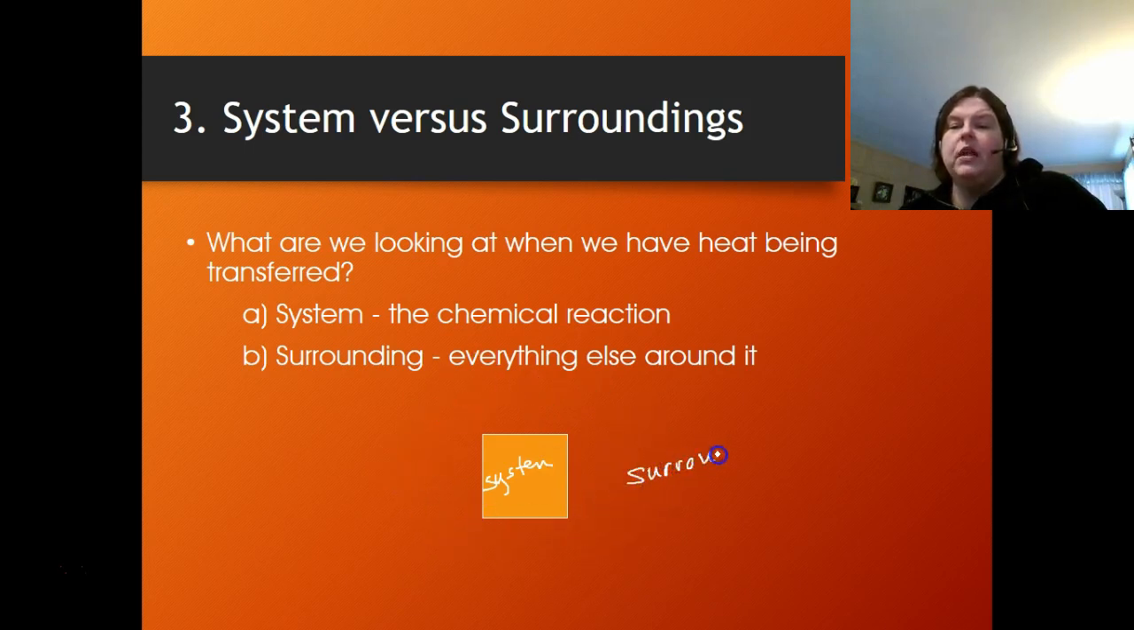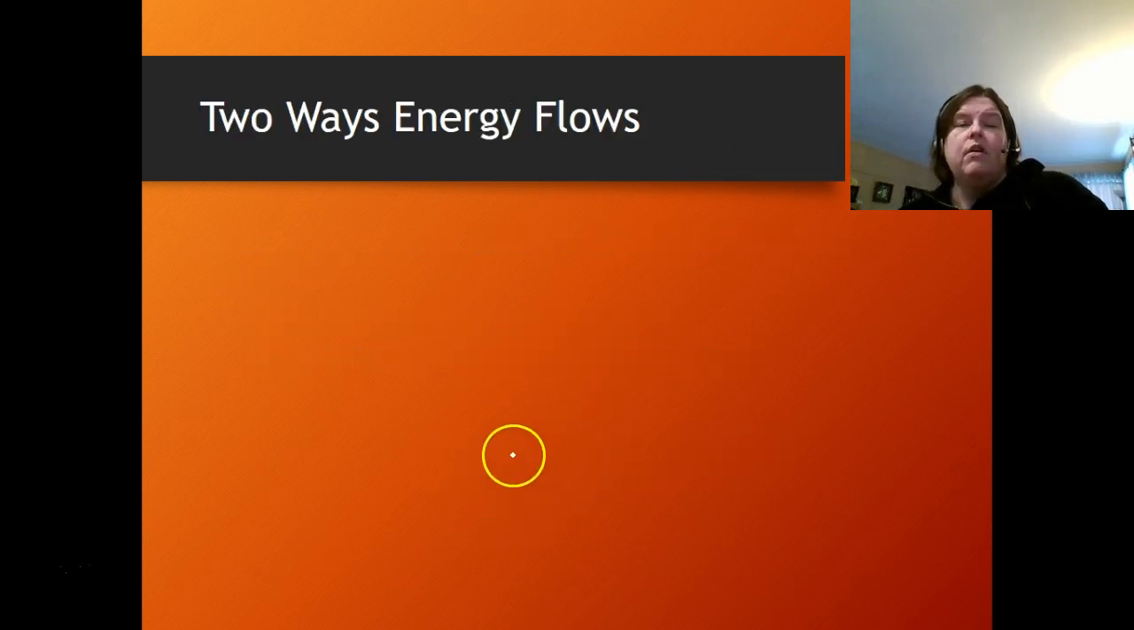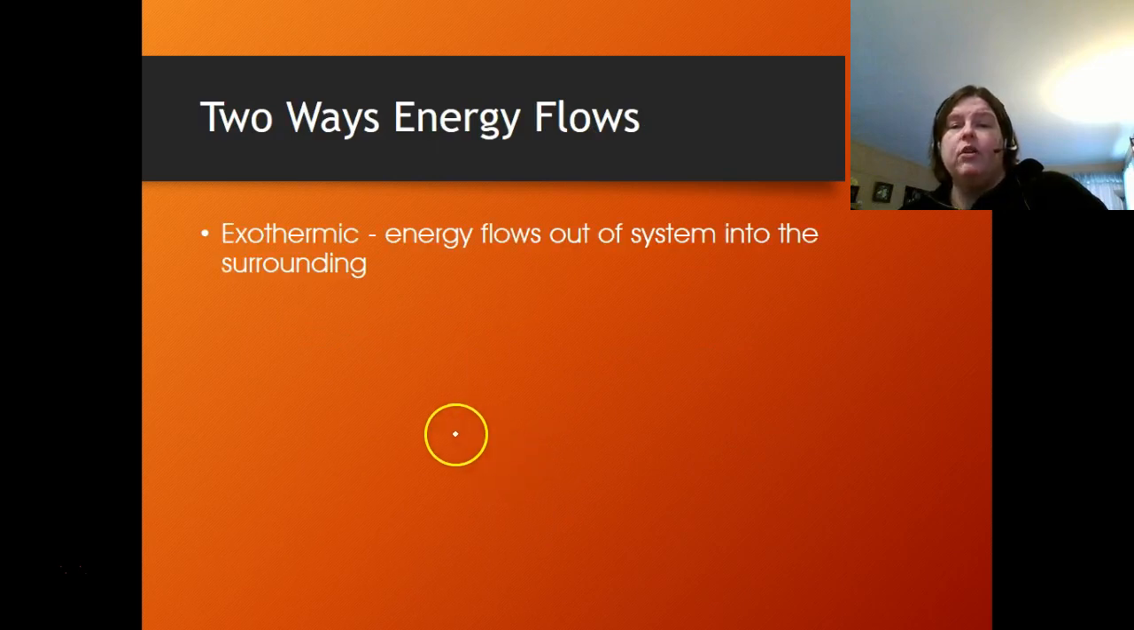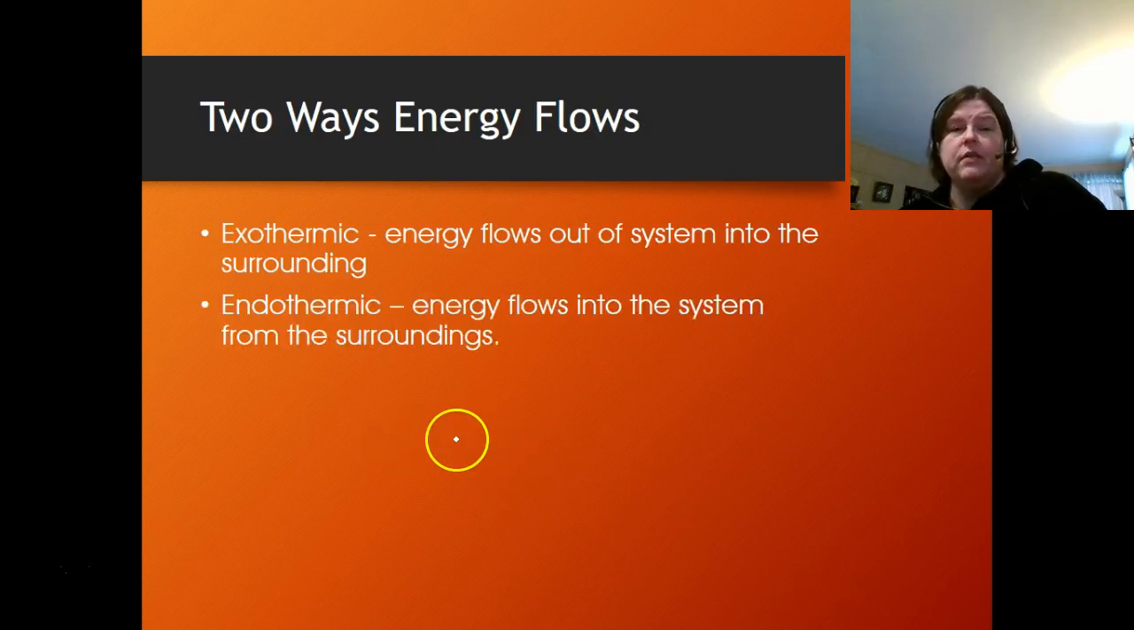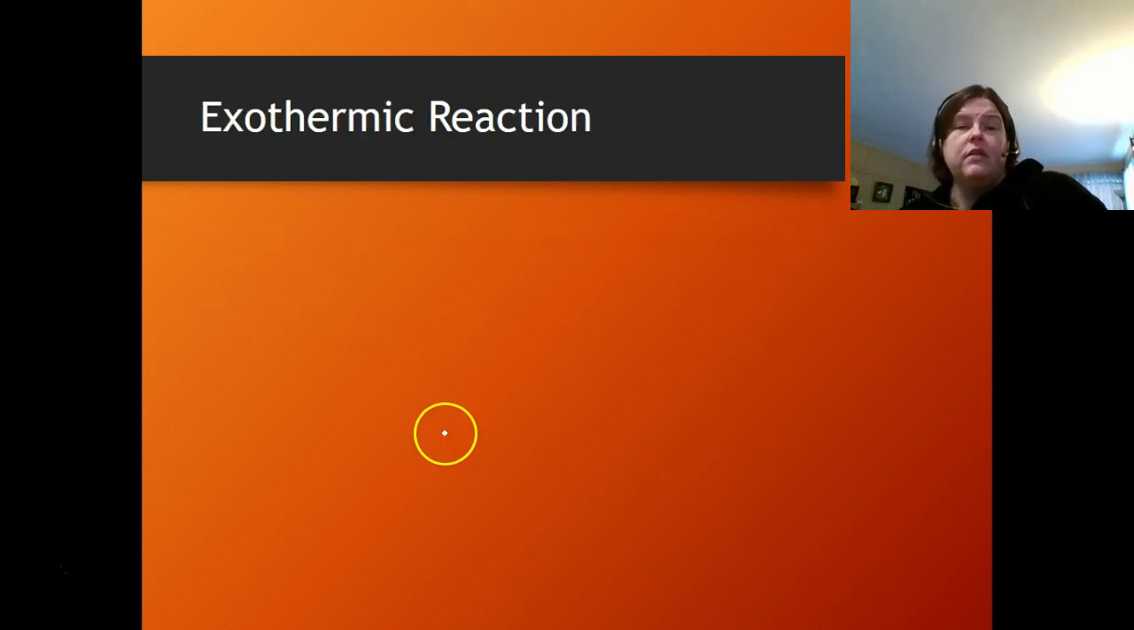And we have to be really clear on defining what that is. So we kind of stick to this idea of whatever the reaction is the system, and everything around it is the surroundings. Okay? So energy flows in two ways. Exothermic: energy flows out of the system into the surroundings. Endothermic: energy flows into the system from the surroundings.